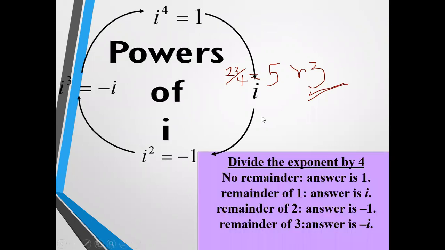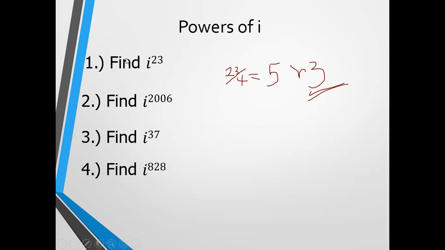We have a remainder of 3. We said if we have a remainder of 3, our answer is what? Minus i. So in this case, if you are told to find i raised to power 23, your answer is minus i.